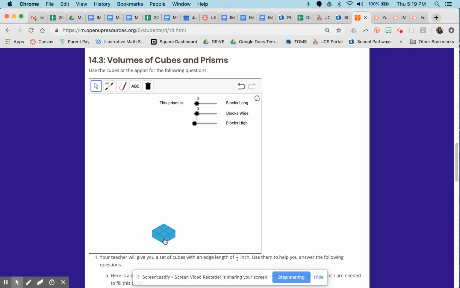Right now, we only have 1 inch in length because 1/2 inch plus 1/2 inch is 1 inch. So if we do another, that's 1.5 inches, and there's 2 inches. So we have 2 inches long, and we have still 1 inch wide and still 1/2 inch high. So now we have 1, 2, 3, 4, 5, 6, 7, 8 1/2 inch blocks.